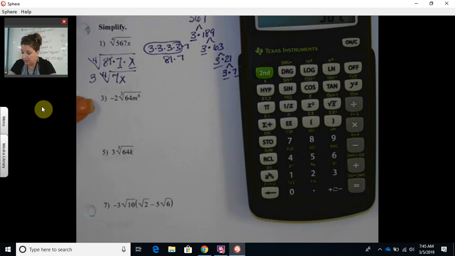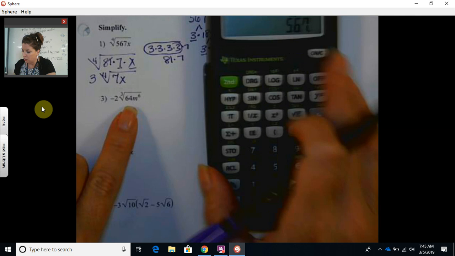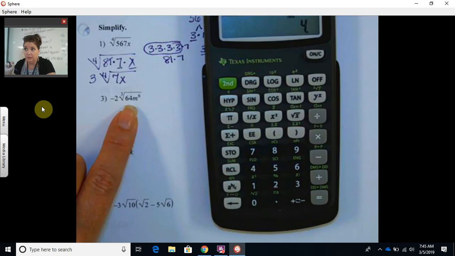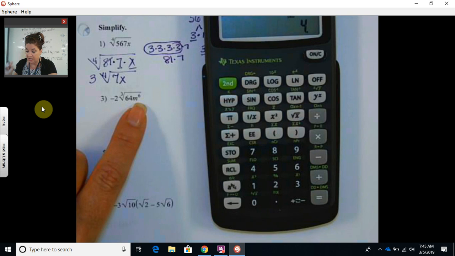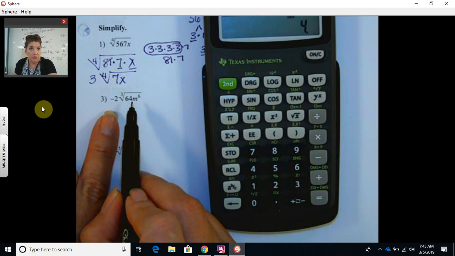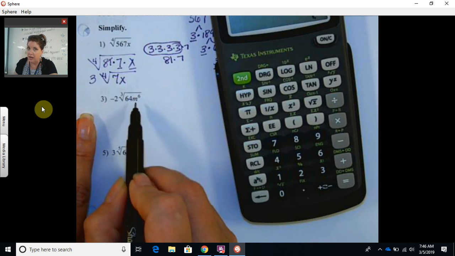Now, number 3 has a coefficient on the outside already. So anything that I take the cubed root of, I will have to multiply by the -2 that's already on the outside. Is 64 a perfect cube? Yes, its cubed root is 4. So I don't need to rewrite that into factors. Is m to the 6th a perfect cube? Yes. If my exponent is a multiple of the index, then it's a perfect cube. So I don't need to rewrite anything. Everything in the radicand is a perfect cube, so I'm not going to have a radical in my answer.